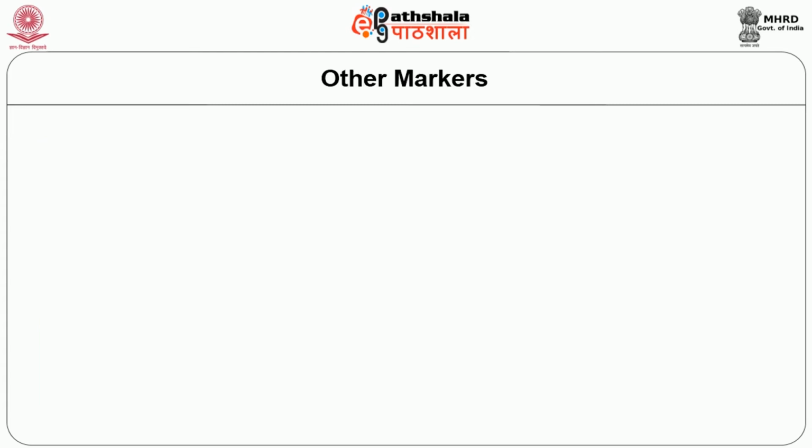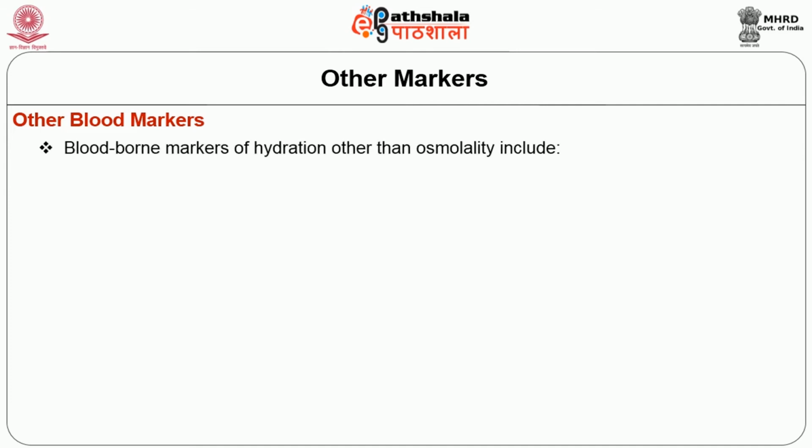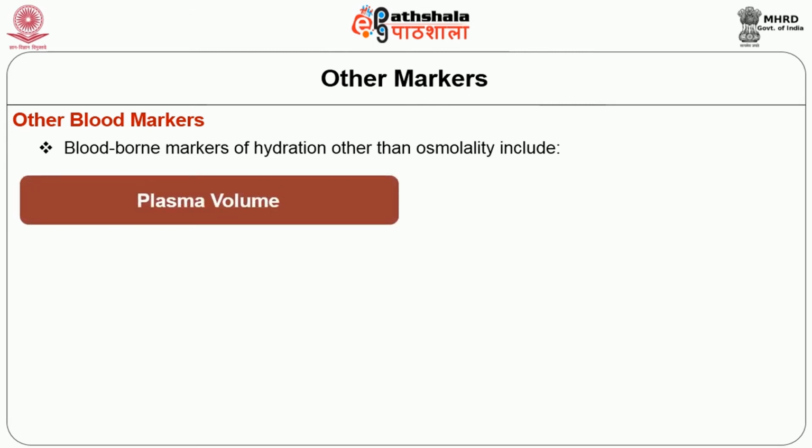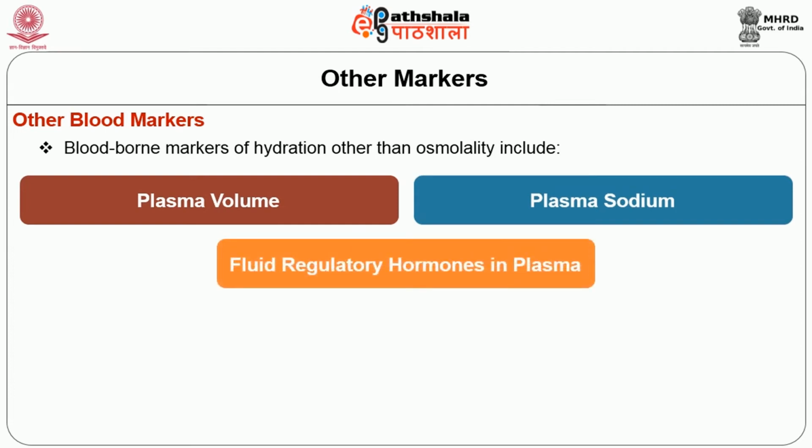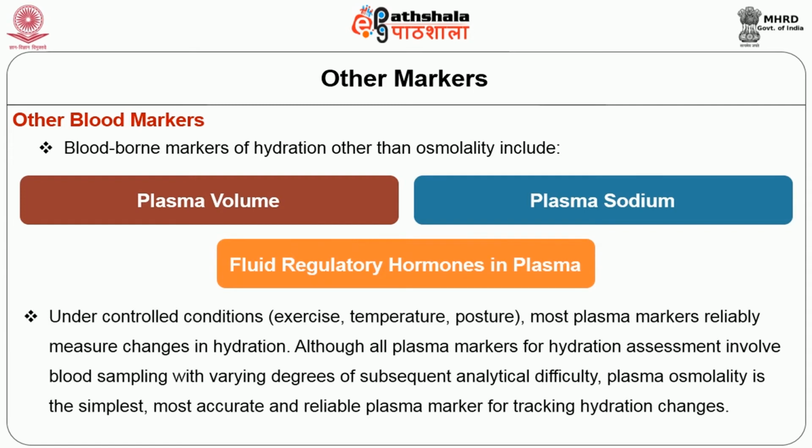The other markers that have been used and investigated are, first one is the blood markers. Blood-borne markers of hydration other than osmolality include plasma volume, plasma sodium, and concentrations of fluid regulatory hormones in plasma. Under controlled conditions, that is during exercise, temperature and posture, most plasma markers reliably measure changes in hydration.